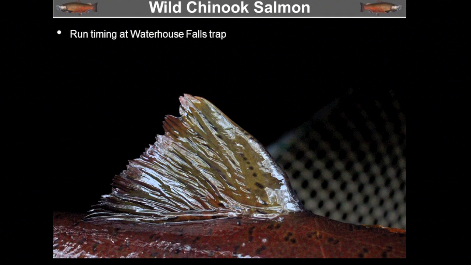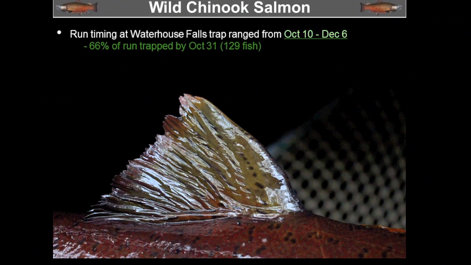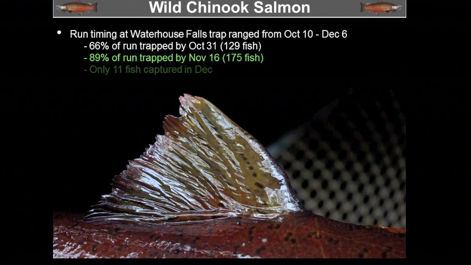Run timing of wild Chinook captured at the Waterhouse Falls adult trap in 2015 ranged from October 10th through December 6th, with 66% of the run trapped by October 31st, 89% of the run trapped by November 16th, and only 11 fish captured in December.